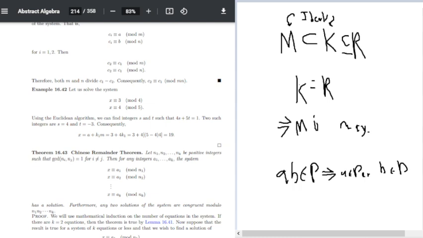Then C2 is congruent to C1 mod m, and C2 is congruent to C1 mod n. Therefore, both m and n divide C1 minus C2. Consequently, C2 is congruent to C1 mod mn.